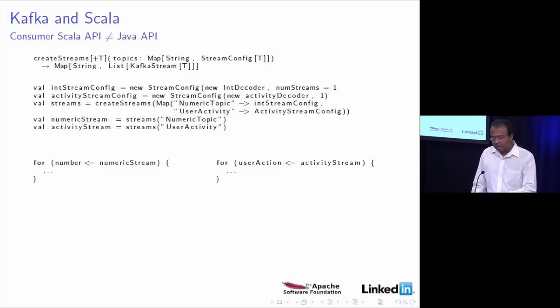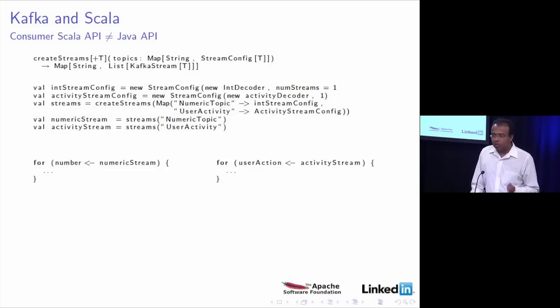The point here is that the covariant declaration at the top allows you to actually mix the types. So you can have integer streams, you can have activity streams, you could have some other type stream, all in a single call to create streams.